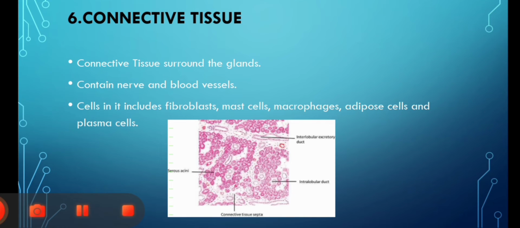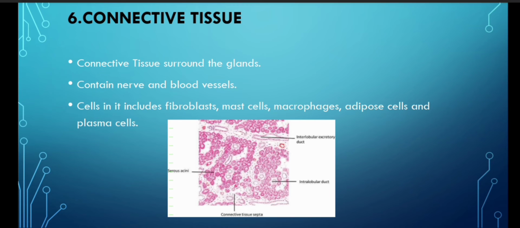So all of the above glands are surrounded by connective tissue. Connective tissue comprises nerves and blood vessels. Cells present in the connective tissue are fibroblasts, mast cells, macrophages, adipose cells and plasma cells.